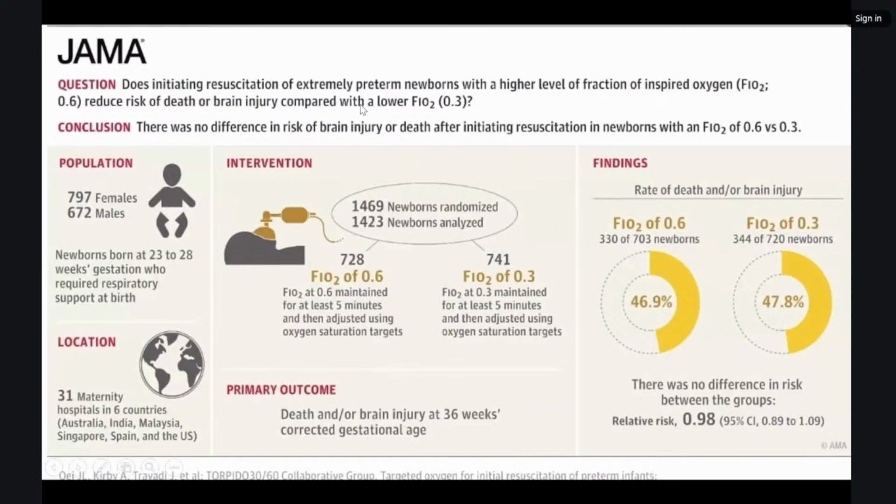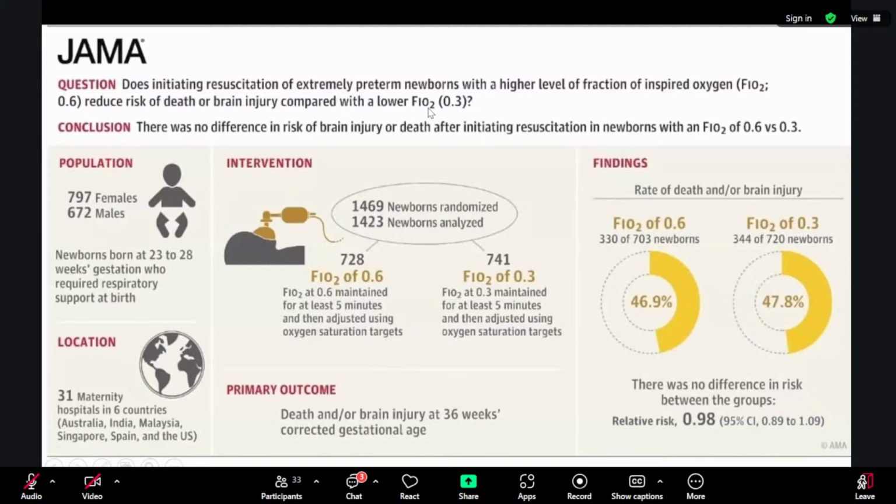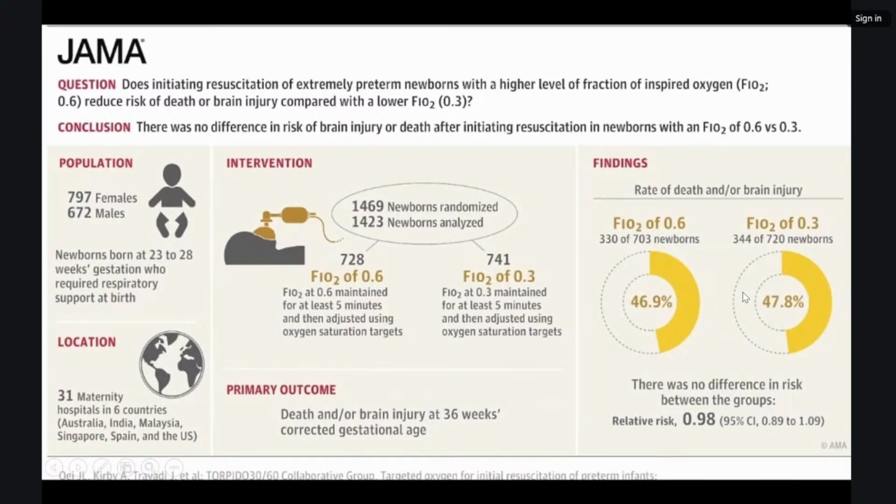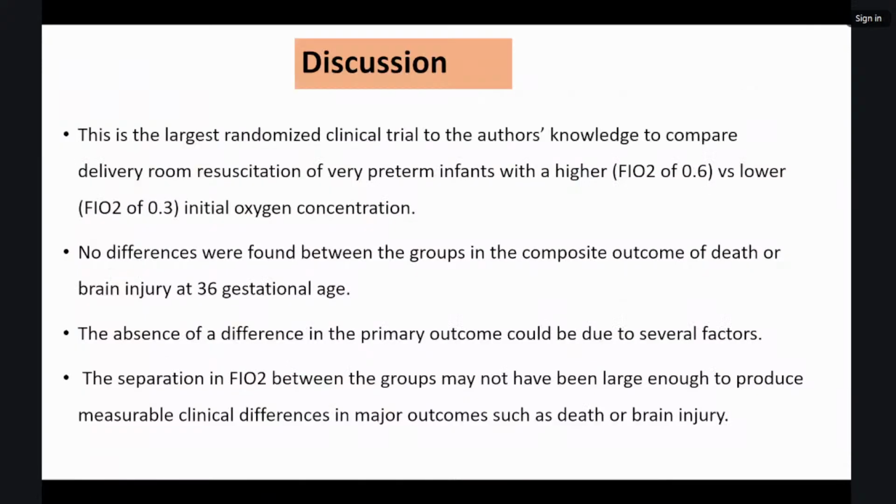So initiating resuscitation of extremely preterm newborns with a higher fraction of inspired oxygen, that is 60%, did not reduce the risk of death or brain injury compared with the lower 30%. So what this trial added: there was no significant difference in the rate of death or brain injury between the two groups in the primary outcome.